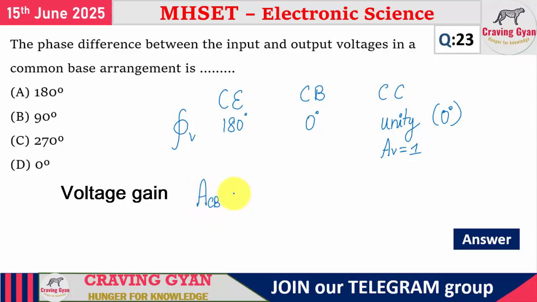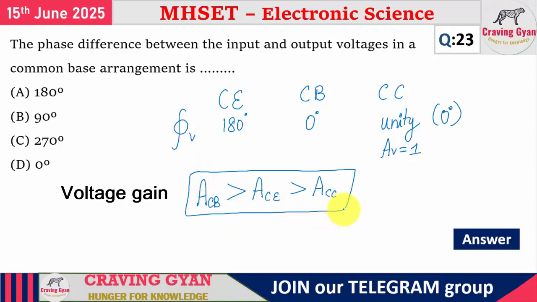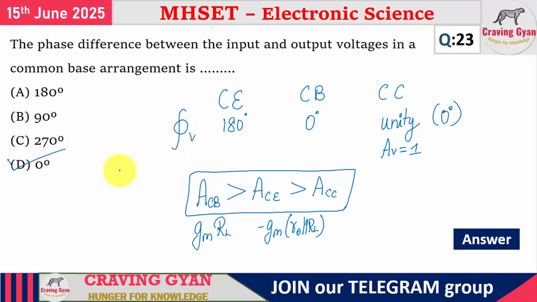Common base gain will be more when compared to common emitter, and when compared to common collector. Important. Most people assume that the common emitter gain will be more than common base. No, common base gain will be more. How? In small signal analysis, we have studied it is gm times RL. In the common emitter configuration, it is minus gm into (ro in parallel with RL). The ro term will be there, and the parallel combination reduces the gain only. So the phase difference between the input and output voltage in the common base configuration will be 0 degrees.